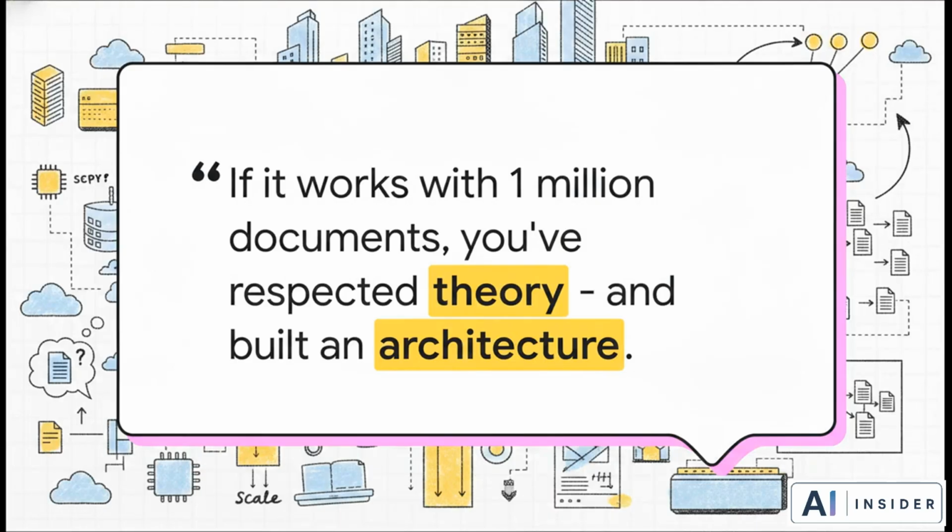At the end of the day, building search isn't just about casually feeding a bunch of PDFs to a language model. It requires rigorous, layered engineering. So I'll leave you with this final thought. If your RAG system works with 1,000 documents, you've successfully validated an idea. But if it works seamlessly with 1,000,000 documents, you've respected theory and you've built a true architecture. So ask yourself, are you just validating ideas right now? Or are you ready to engineer a truly scalable search platform?